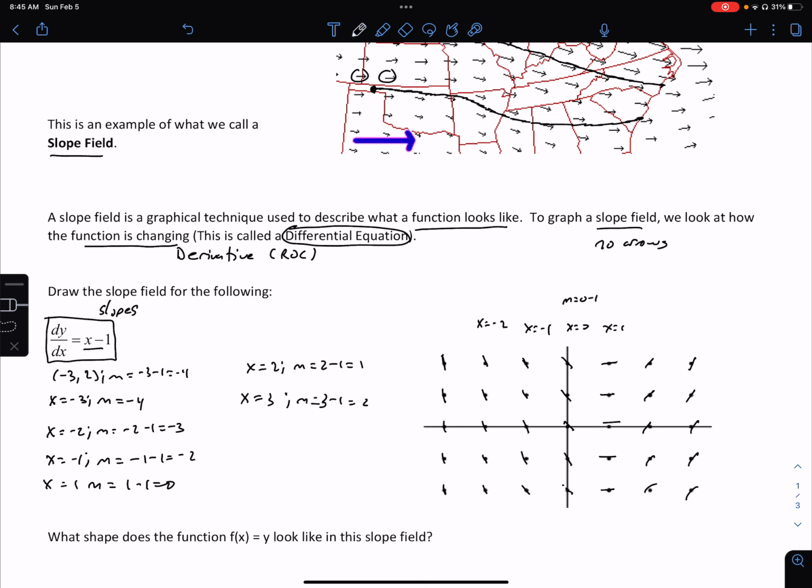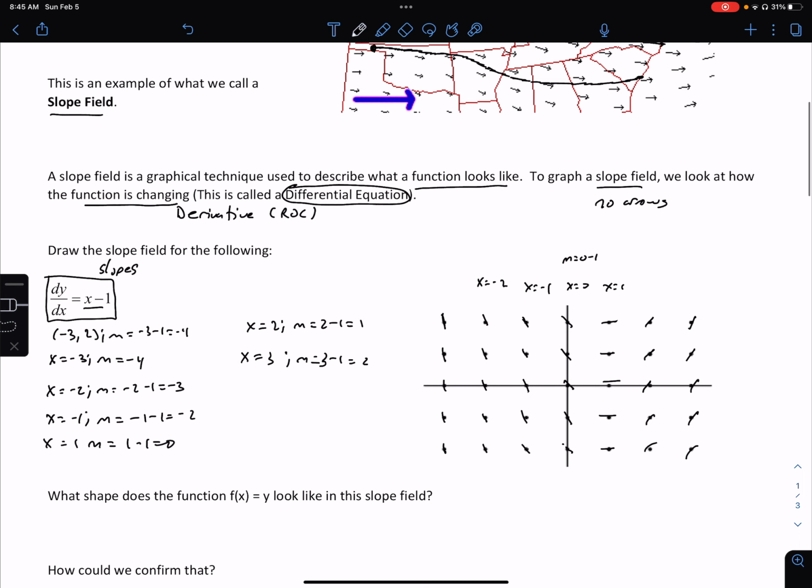Well, what shape does this function look like? So that's the next question. What shape does the function look like in our slope field? And if you notice, it kind of looks like a parabola. So if you said a parabola, that's pretty obvious. That's pretty easy. But let's take a look. Where do you think the vertex is at? It should be where the slope is 0, which is at x equals 1. That's where the slope is 0.